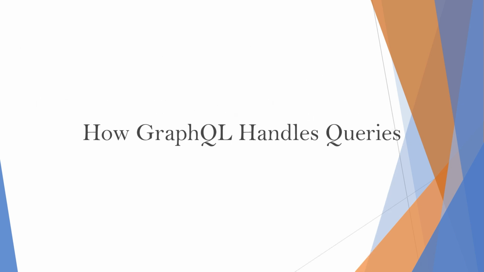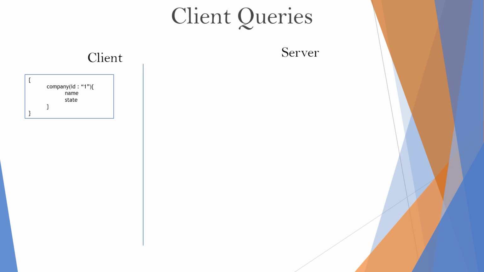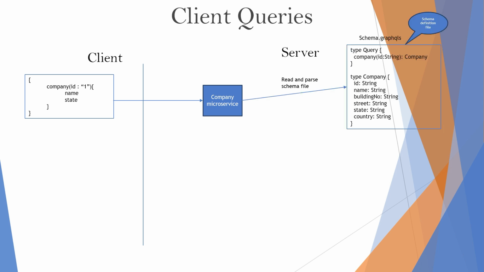How does GraphQL handle the query? Let us see that. Client will send a query. Here it's asking for company information from the company microservice. Then what that service has to do is read the schema, parse the schema and register it. Schema says what all types of operations are available and what the objects are. So here company is mentioned. Company query, we are saying that company query with ID as the argument will come in. Its output is company, and what are the fields for the company, right?